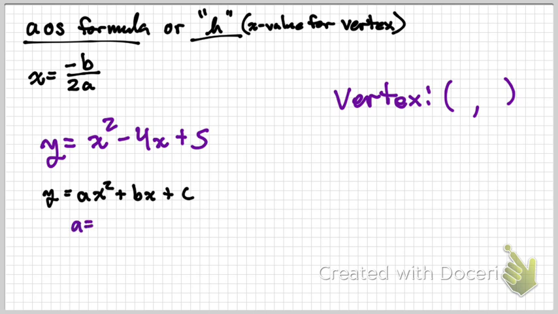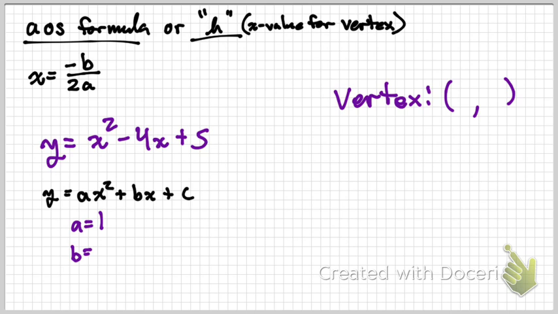All right, after you identify your A, B, and C, you can easily plug it in. Okay, so the A is 1. That's because it's the number in front of the X squared. Okay, I don't see a number, Mr. Beatty. That's because a 1 would go invisible, because a 1 times something doesn't change anything. So if there's no number, you know that there's a 1.